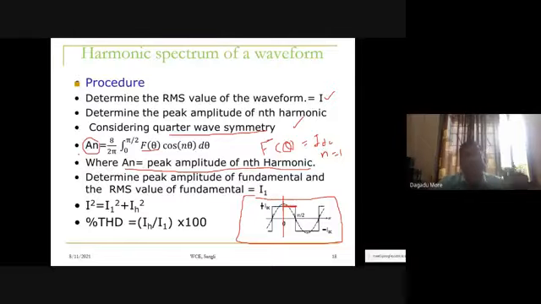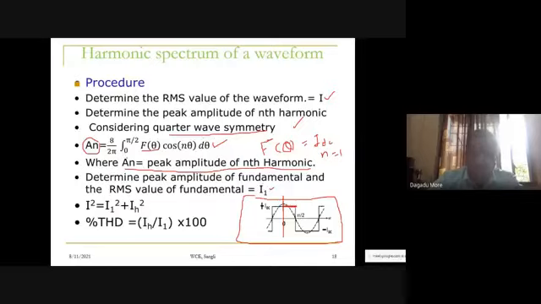How to get it? We have to just integrate this equation to get the expression for An. And once you know An, you put n equal to 1, you will get the peak amplitude of the fundamental. That we can call I1. From this peak value, divided by root 2, you will get the RMS value of the fundamental.